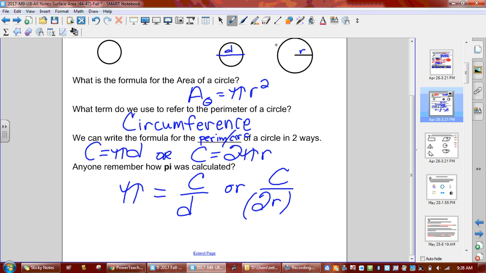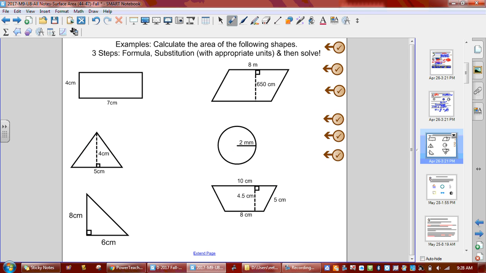All right. So we want the area of the following shapes. Well, the first one on the left is a rectangle. And rectangles we know area is length times width or base times height. So I'm going to take 4 times 7 and I'm going to get 28 centimeters squared. Okay, 28 centimeters squared. Don't forget your units.